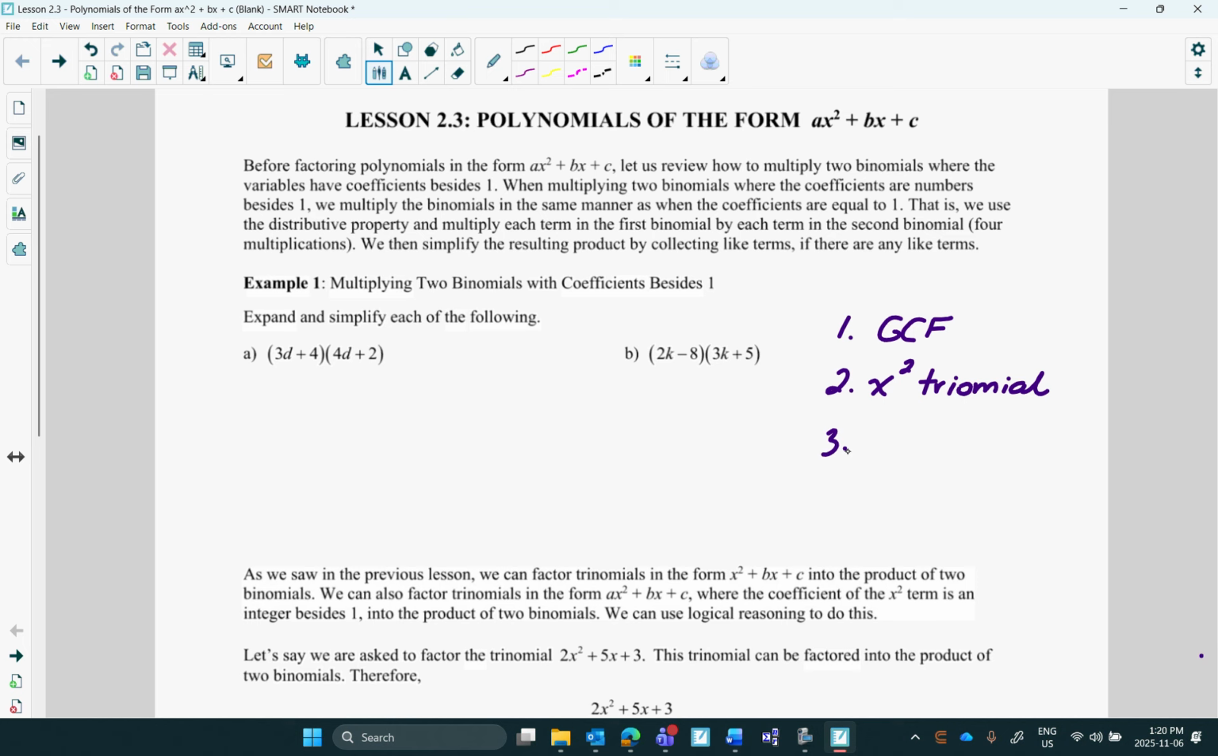Today, we are going to do something really close to number 2. That's if there's a number in front of the x squared. So ax squared trinomial. And then we'll talk about the 4th one near the end of the unit. But this is what we're going to have after today.